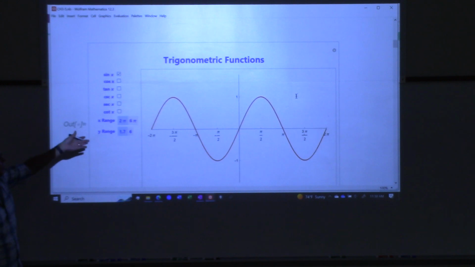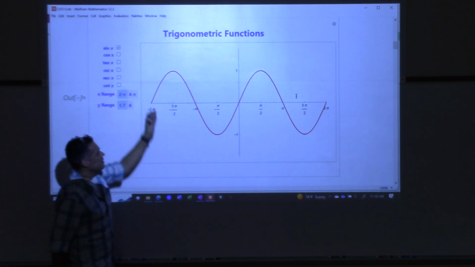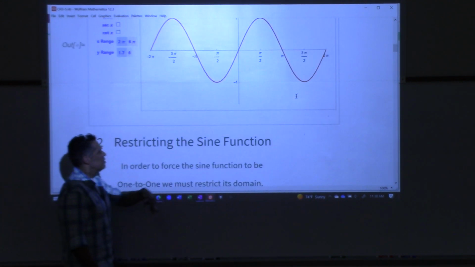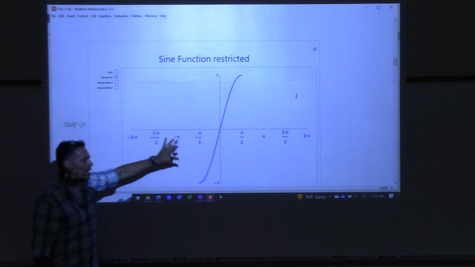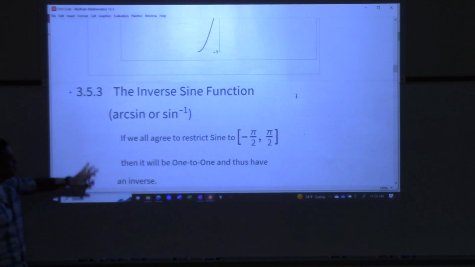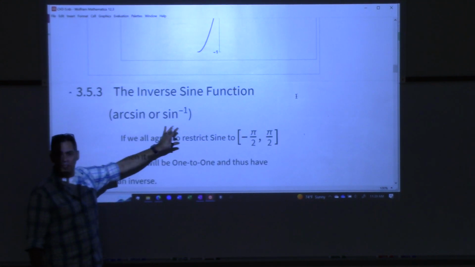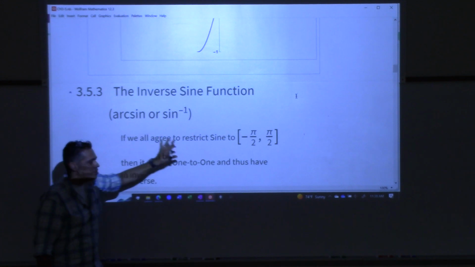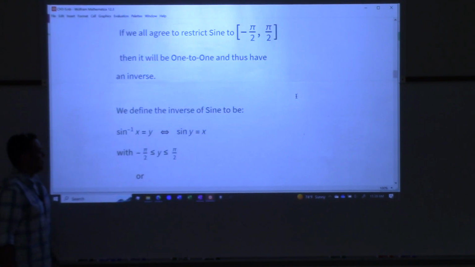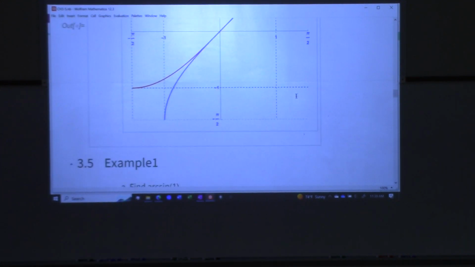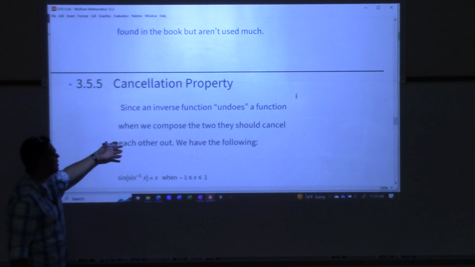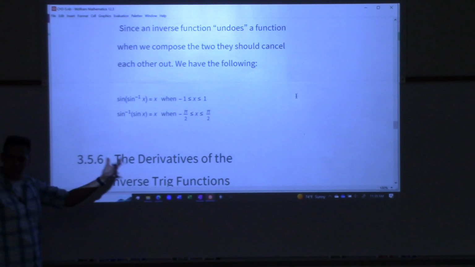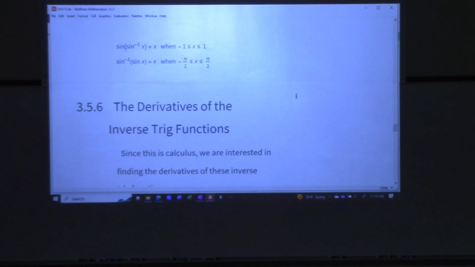Here are the trig functions. They're not one-to-one because they fail the vertical line test. So we do domain restrictions. It's all pre-cal, that's why I'm not going through this heavily. Once we do a domain restriction, then we can define the inverse sine function. It has certain restrictions on it. Then we can do the same thing for cosine: we can restrict it, and then it again would have an inverse.